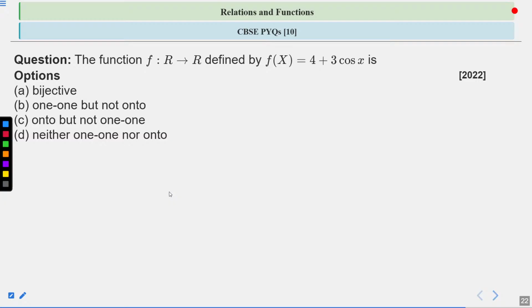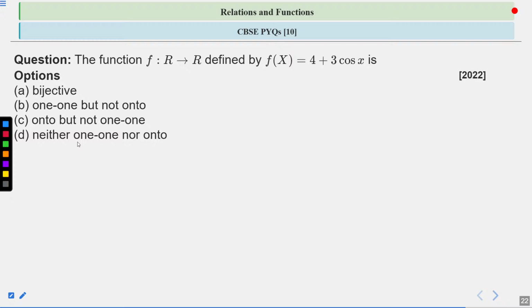The next question says the function f is defined from R to R by f(x) is equal to 4 plus 3 cos x. We have to check which option is correct: is this function bijective, or is it one-one or onto, or not onto but one-one, or neither one-one nor onto? We have to check it. And this question was asked in the year 2022.